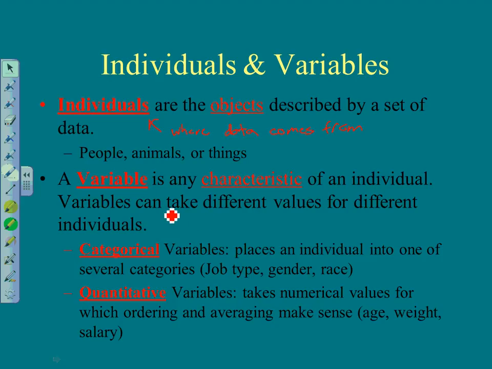A variable is the data that's being gathered. It says it's any characteristic of an individual. Variables can take different values for different individuals. I like just to say the variables are the data. The data being gathered.